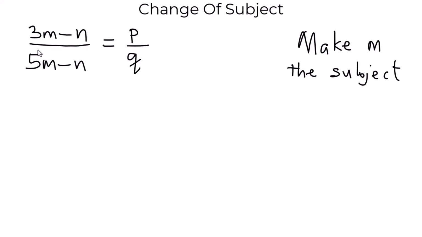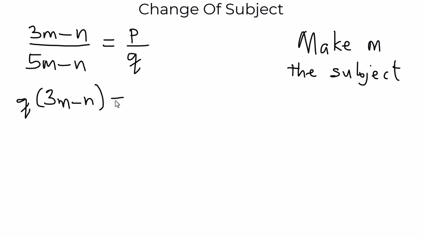That means pick this denominator and use it to multiply the numerator of this one, which is the p. And when you are done with that, pick this numerator and use it to multiply the q. So this is what we are going to do. Let's pick this q and use it to multiply the numerator. So we have q times 3m minus n.